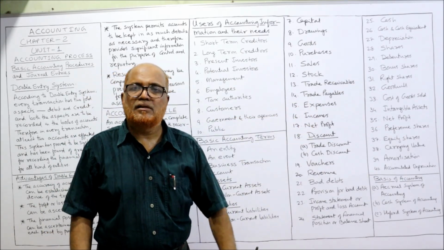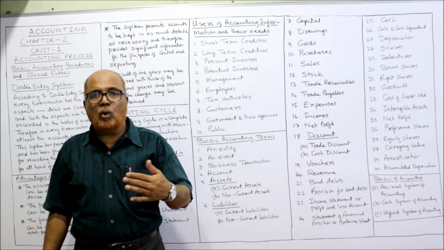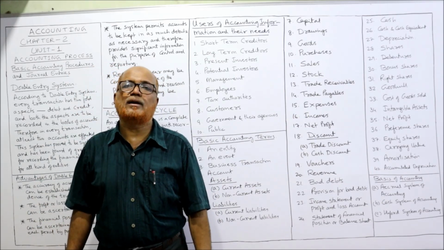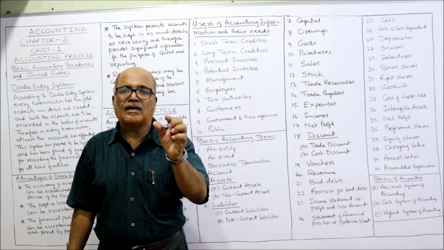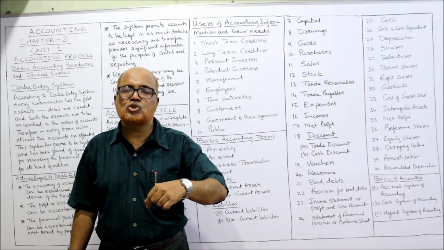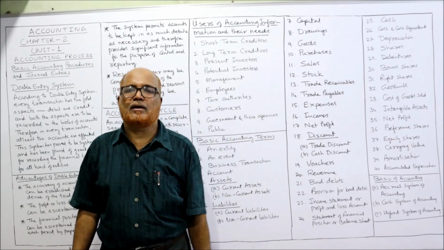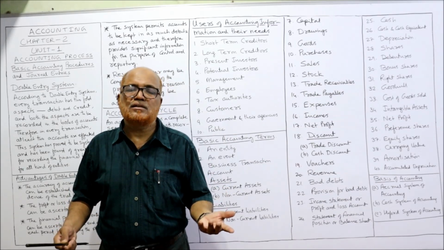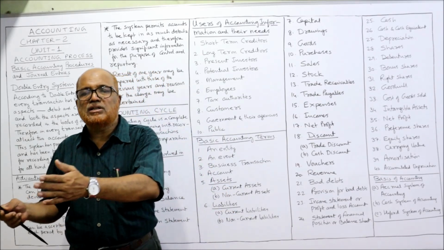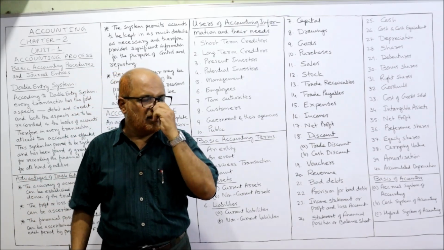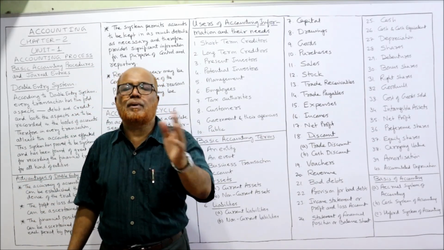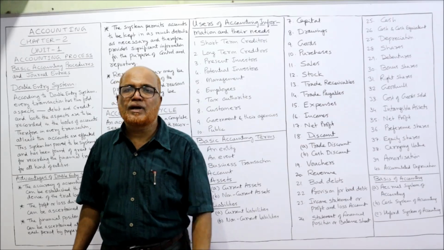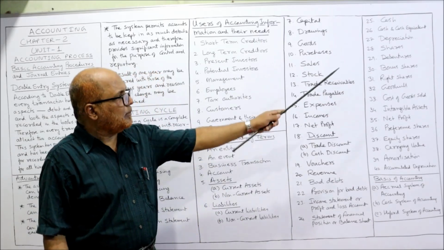Then debentures. The company can take a loan from the public by issuing debentures. Debentures are the debt instruments which are issued by a company to the public. The public will purchase debentures, and they will get the interest, just like depositing money in the bank. So instead of depositing the money in the bank, the public can give the fund to the companies. So that is called debentures.